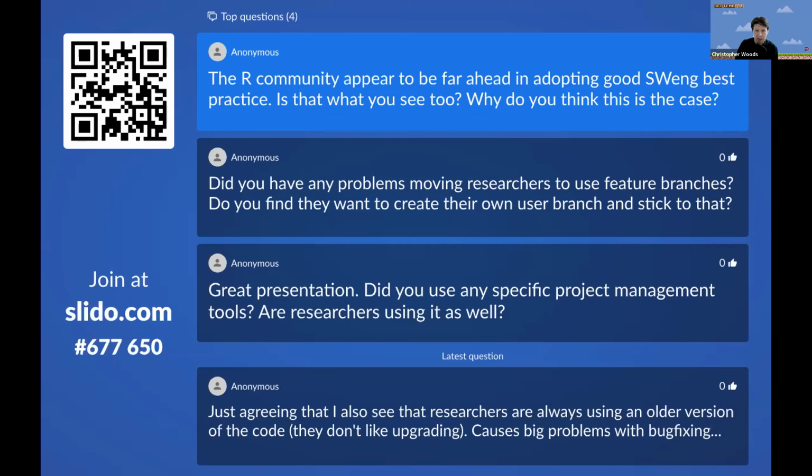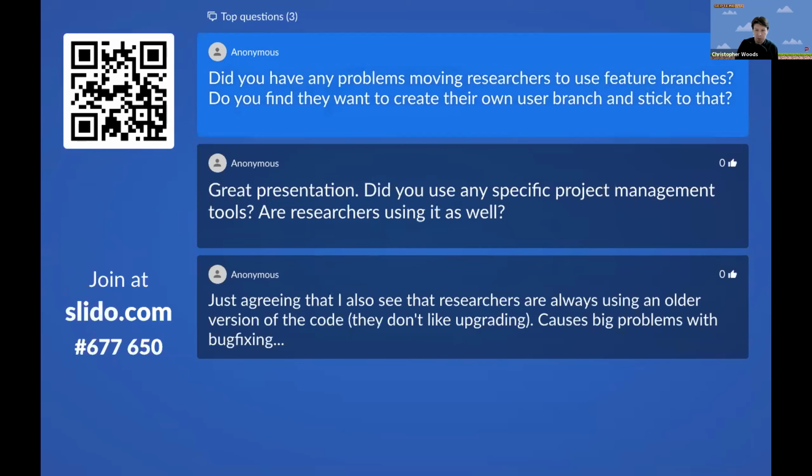Cool. Okay, we'll move on to the next question. So do you have any problems moving researchers to using feature branches? I think this referred to when you're looking at the Git branching at the beginning. Do you find that they want to create their own user branch and just stick to that?